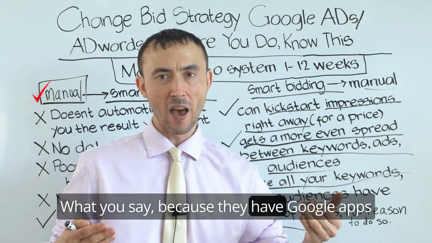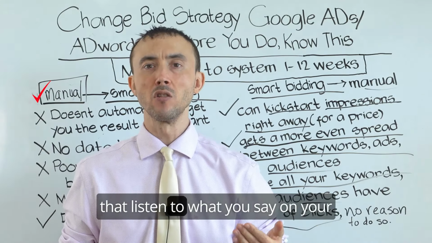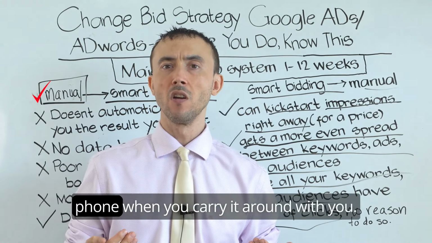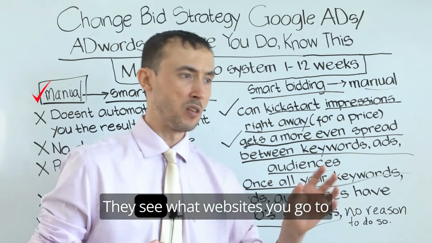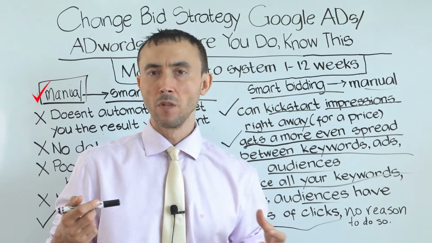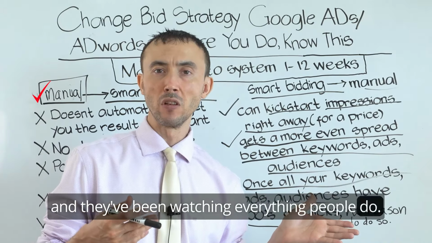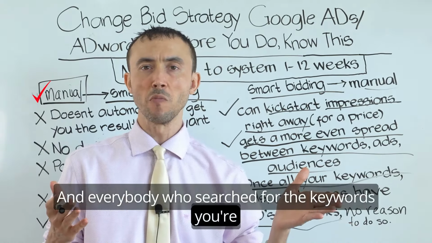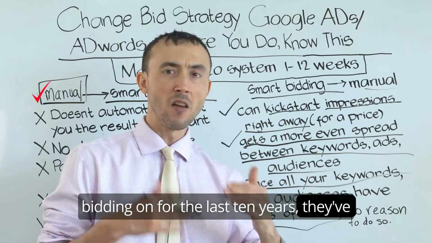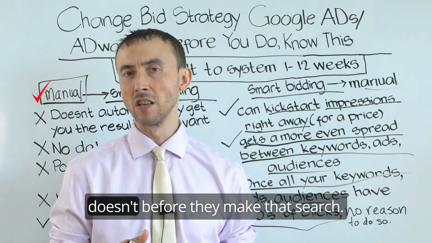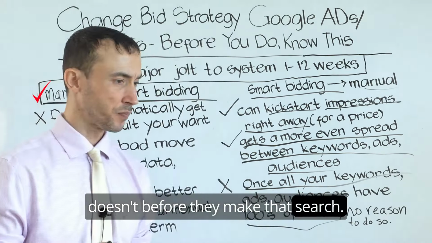What you say, because they have Google apps that listen to what you say on your phone when you carry it around with you. They see what websites you go to. And they've been watching everything people do, and everybody who searched for the keywords you're bidding on for the last 10 years. They've figured out pretty well who converts and who doesn't before they make that search.